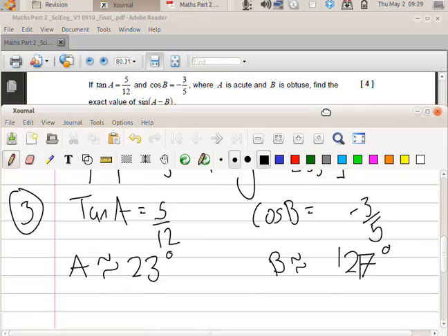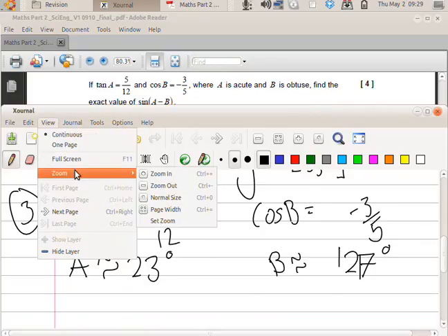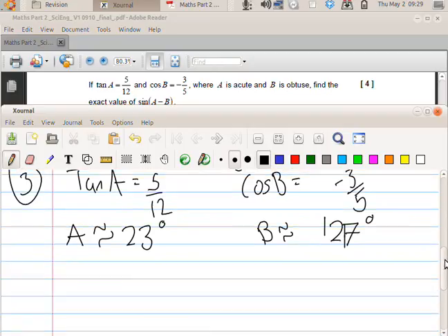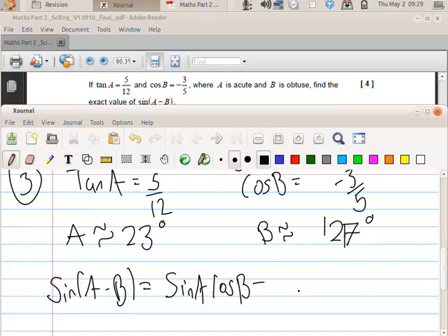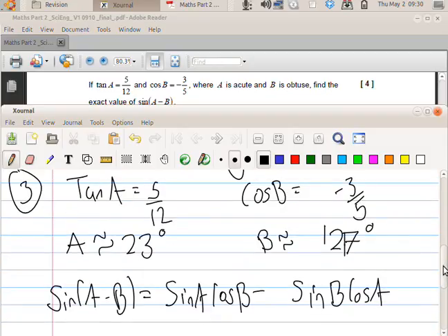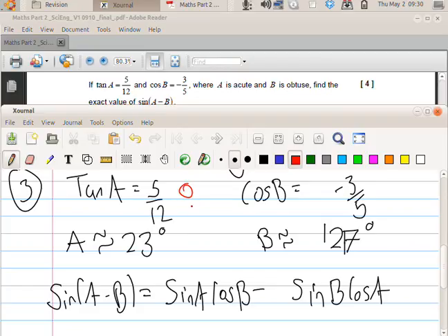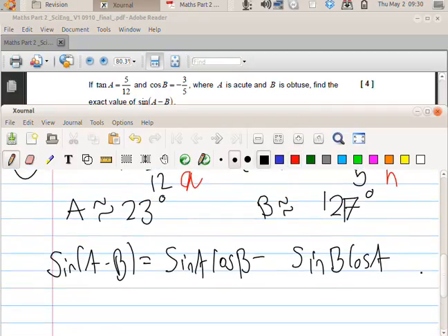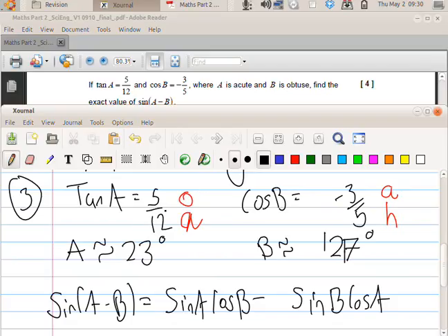Anyways, he wants sine A minus B. Find the exact value of sine A minus B. So firstly, the formula is sine A cos B minus sine B cos A. Now if I look here, I can see tan is 5 over 12, and if I put it in red, this is the opposite and the adjacent, and this is the adjacent and the hypotenuse. So sine is opposite over hypotenuse. If you have a 5 and a 12, what triangle is this? It's the 5, 12, 13 triangle you can get from Pythagoras.